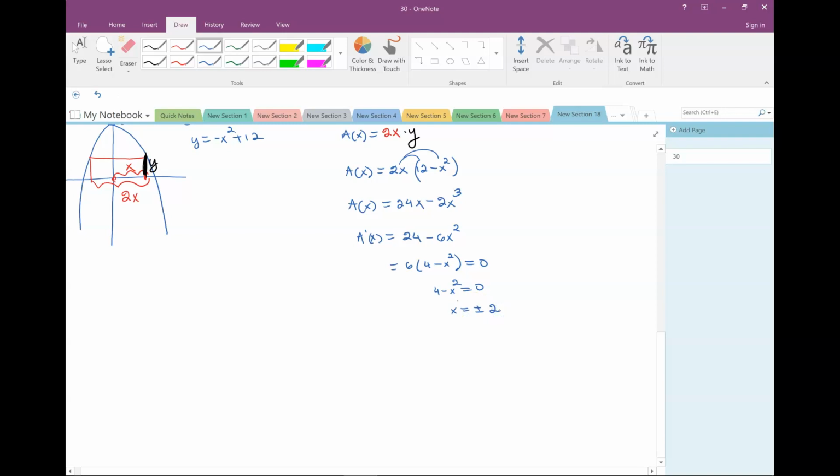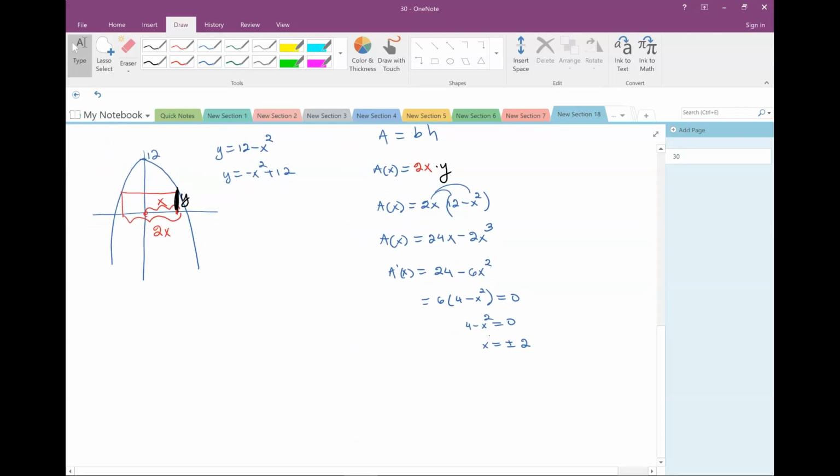Okay, now let's talk about domain. What does x physically represent? The length, right, half that length, right? So it's basically this. Okay? So x can go from 0 to that point. What's that point? 2? Is it 2? We don't know. How do we know? It's definitely going to be positive, but is positive 2 within the domain or not?